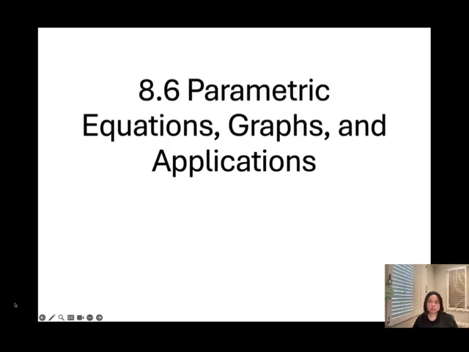Session 8.6 Parametric Equations, Graph and Applications.